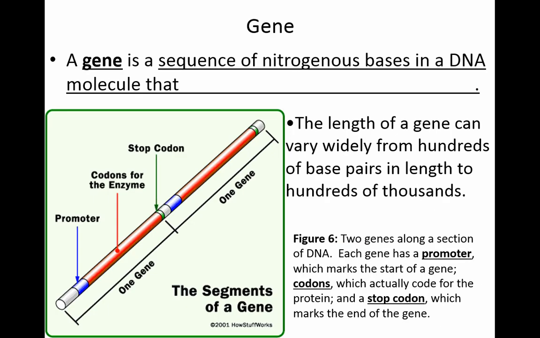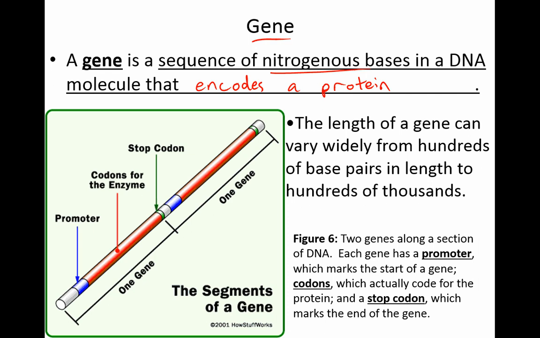So, the gene. What is the gene? A gene is a tiny piece of your DNA. You've got something on the order of 25,000 genes in every single cell in your body. A gene is a sequence of nitrogenous bases in a DNA molecule that encodes or codes for a protein.